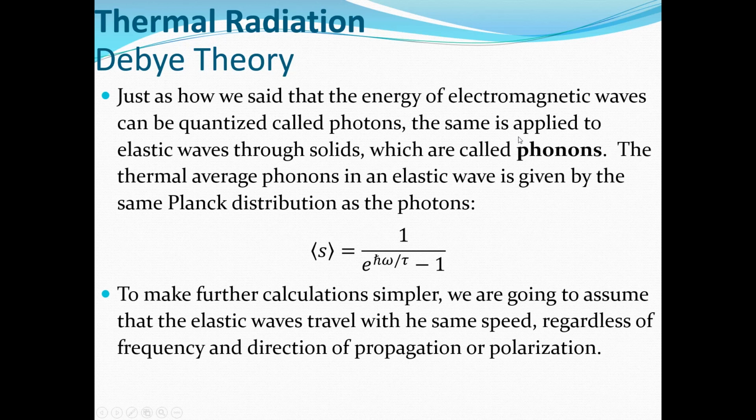And instead of calling them photons, we're going to call them phonons. So these phonons are the elastic waves that are traveling through solids, and they're basically going to be doing the same thing. So the average phonon number of the elastic waves is going to be very similar and get us the same relationship as the average number of photons being equal to this. So the Planck distribution works the same way for the light form of photons and the elastic wave mechanical form of phonons.